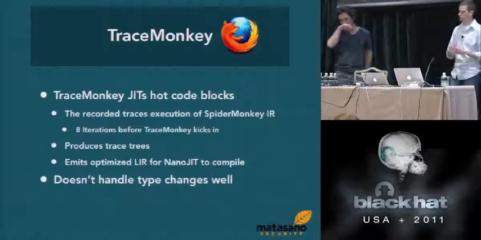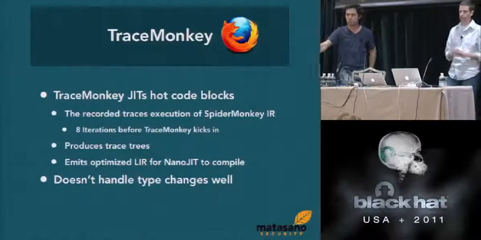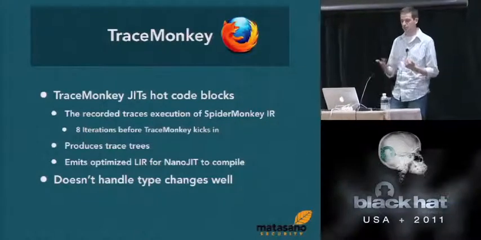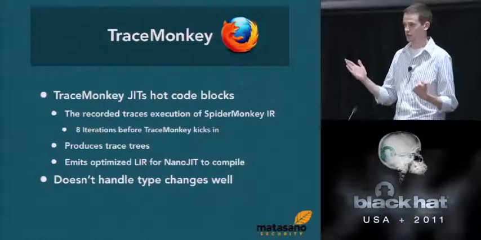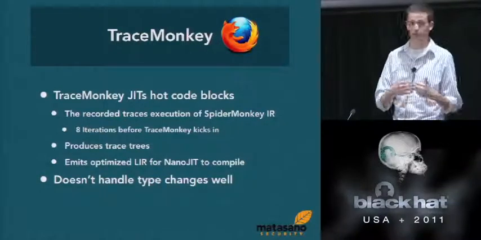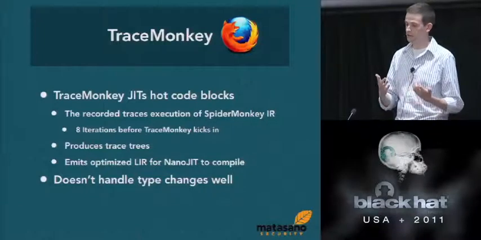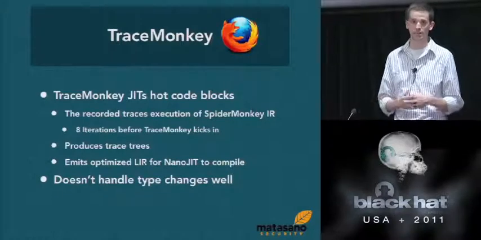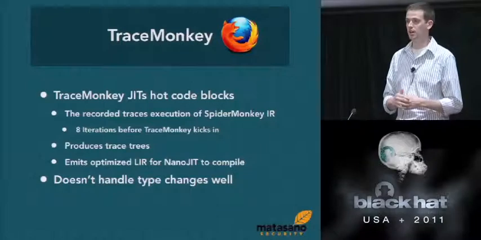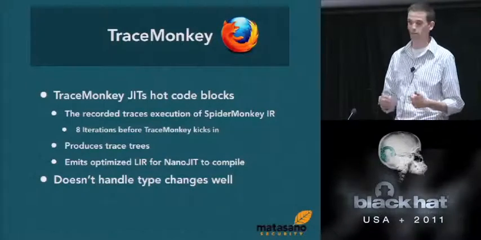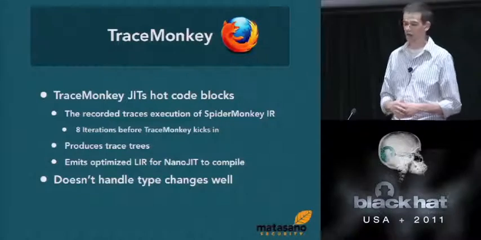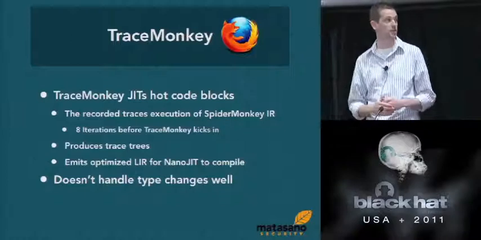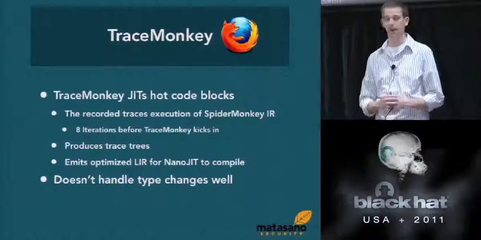So TraceMonkey uses this recorder component to watch the execution of SpiderMonkey bytecode. And I believe on the 8th iteration of execution of those blocks, TraceMonkey kicks in. What it first does is produce trace trees for the various different types that this bytecode that's been executing might encounter. Those trace trees are then used to generate another bytecode representation called LIR, which stands for low-level intermediate representation. The LIR bytecode is a lot more low-level and slim, and it's used to produce more optimized native code. That LIR is fed to the back-end NanoJIT component that's shared with the Tamarin and Flash project, and NanoJIT is what produces native code out of that bytecode.